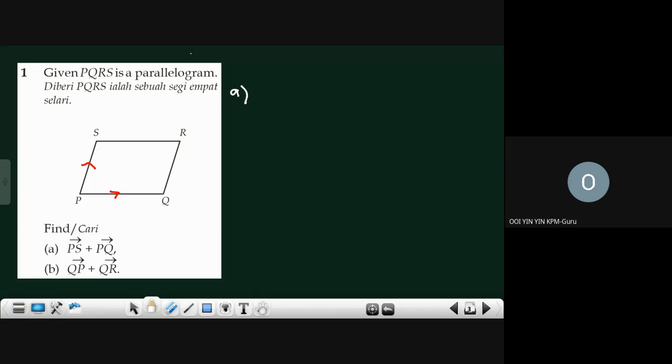Once you don't understand here, you will get more confused later. Okay, PS, PQ. Can I directly say it's P to Q? Cannot, right? Because you're at the middle here, your S, and here is your P. These two alphabets are not the same, right? So you cannot directly use PQ.